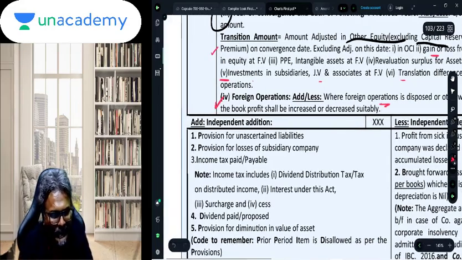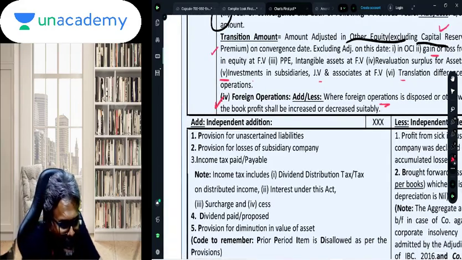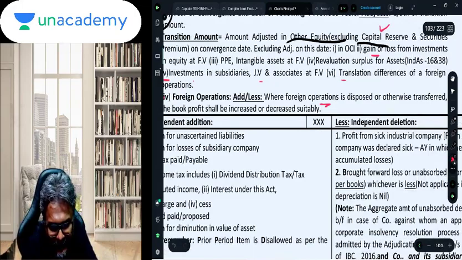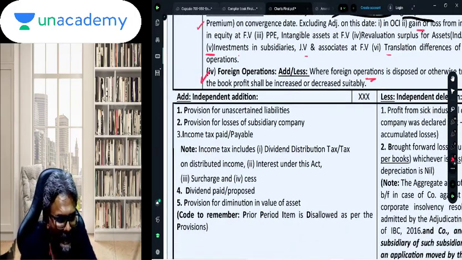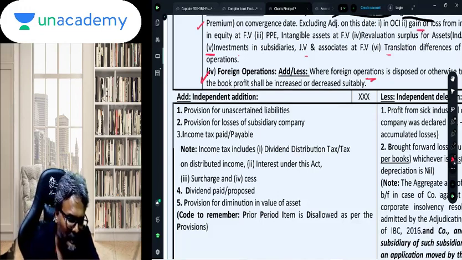Now students, the last part that you can see is about the independent add and independent less. Now, what are the independent add and independent less, students? Let's have a look at that particular part first.